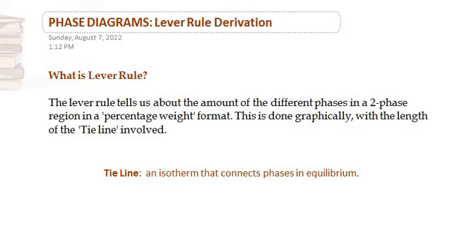Actually, the lever rule tells us about the amount of the different phases in a two-phase region in a percentage weight format. So with the lever rule, we are able to calculate the percentage weight of the different phases that are present in a binary alloy or a binary system. And this is done graphically.